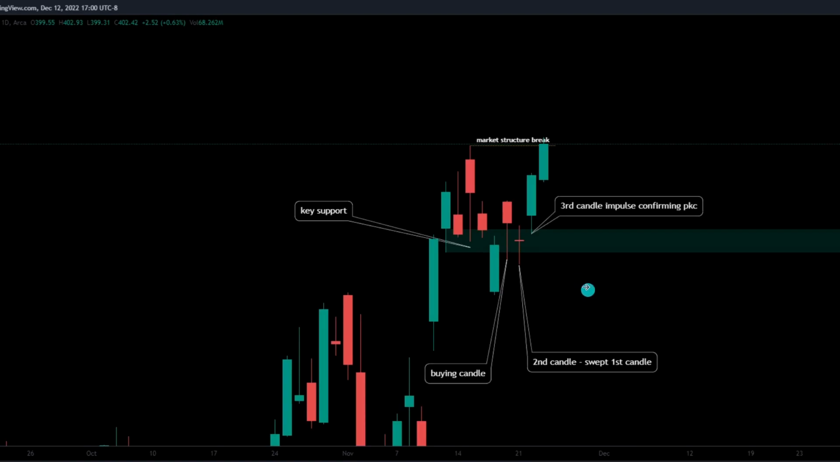Third candle confirms the PKC. It impulsed away from the support zone, closed above the previous 2 days highs, and had a fourth impulse and closed above the side for a market structure break. So that confirms the PKC. And now we mark up our demand zone.